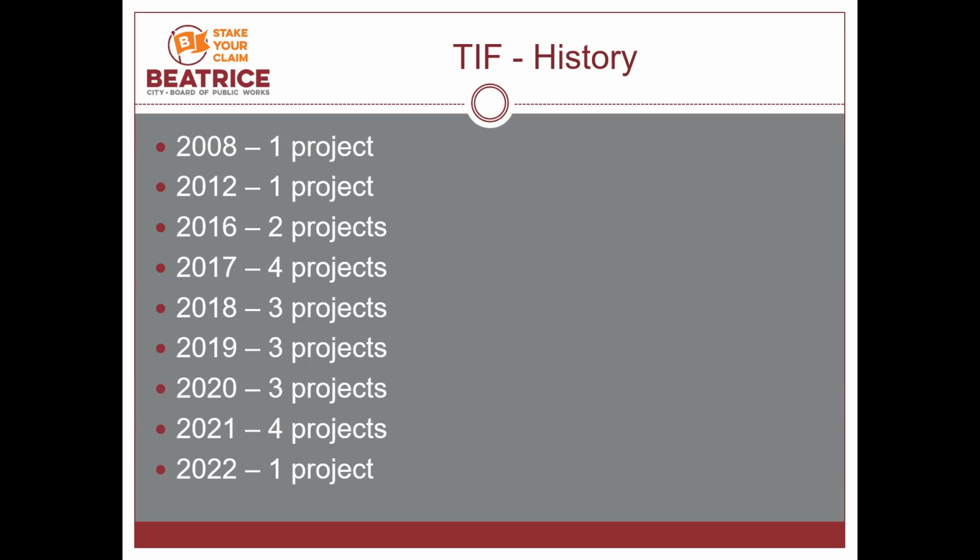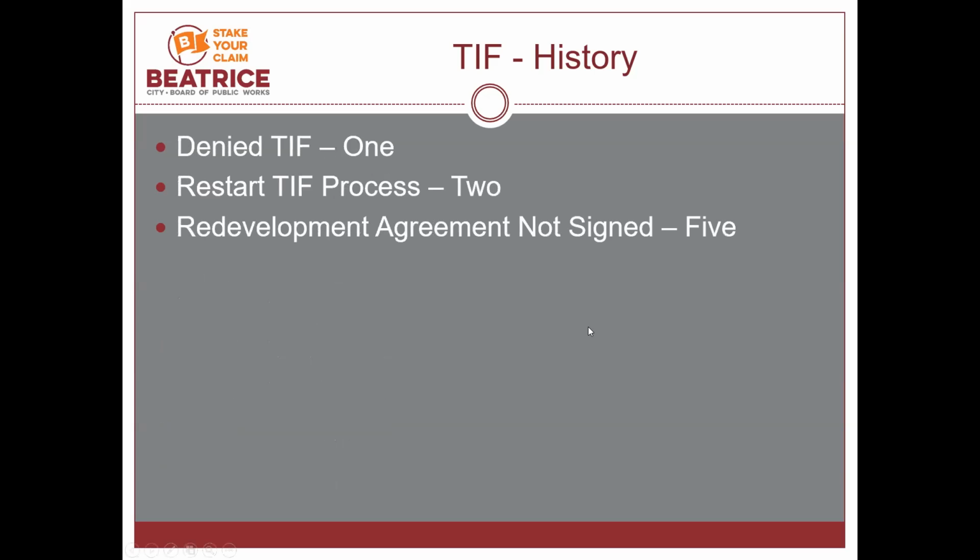On the next slide, again, we're looking at our TIF history here. We've only had one TIF project we've ever denied. That one was for the construction of a building, despite the fact that they were told not to build the building until after the TIF was in place. When it came time to approve the redevelopment agreement, the developer already had the foundation poured and the walls up. It made it very hard to argue the but-for test, and so we denied that TIF application.